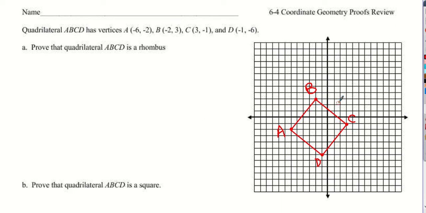So remember, for a rhombus, right? The easiest way to do it is to get 4 congruent sides. So we're going to need the distance formula here. Okay, so we'll do 2 distances, and then we'll do 2 with the Pythagorean theorem.